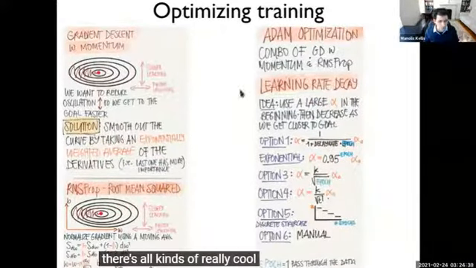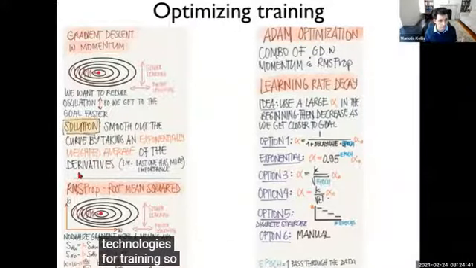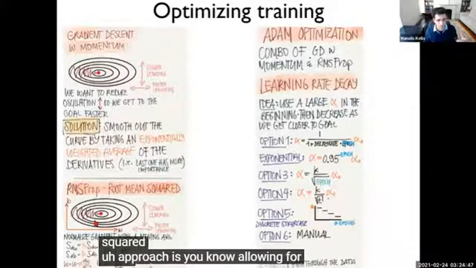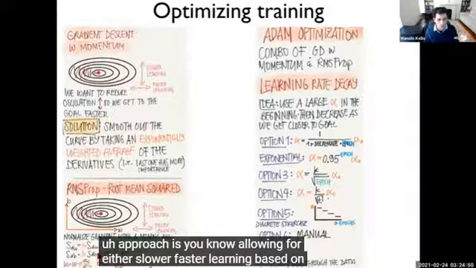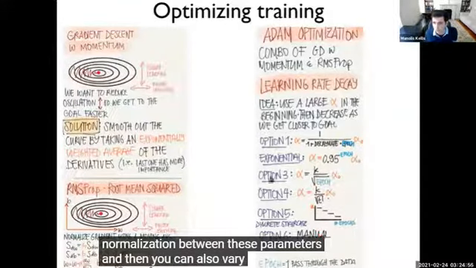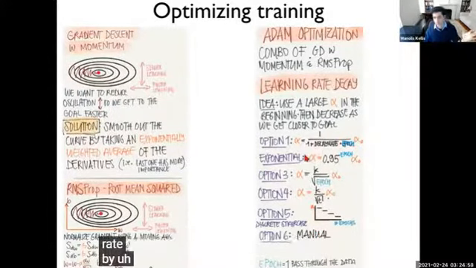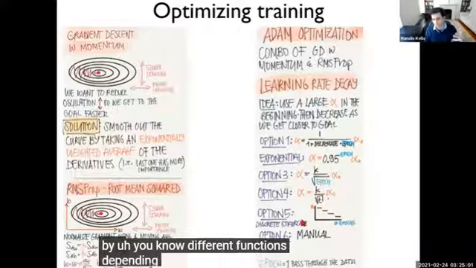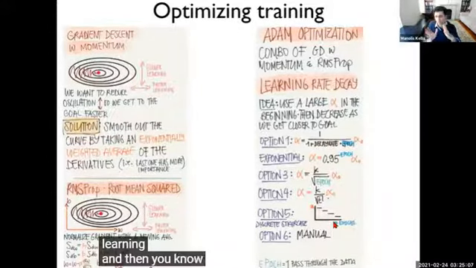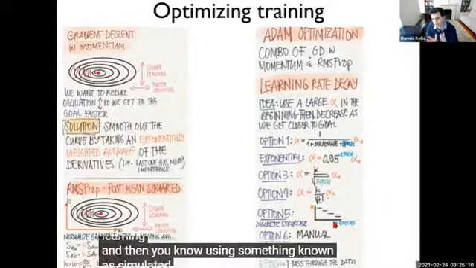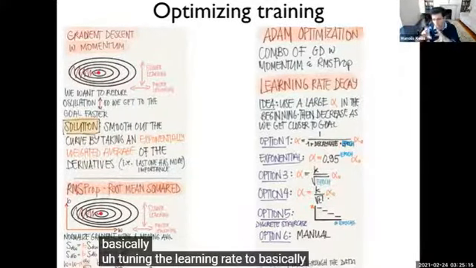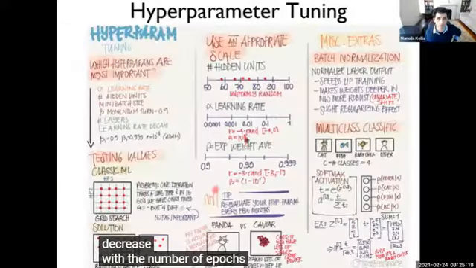There's all kinds of really cool technologies for training. So RMSprop, the root mean squared approach, is allowing for either slower or faster learning based on normalization between these parameters. And then you can also vary your learning rate by different functions depending on the number of epochs, to basically start out with larger learning and then using something known as simulated annealing, which is basically tuning the learning rate to decrease with the number of epochs.